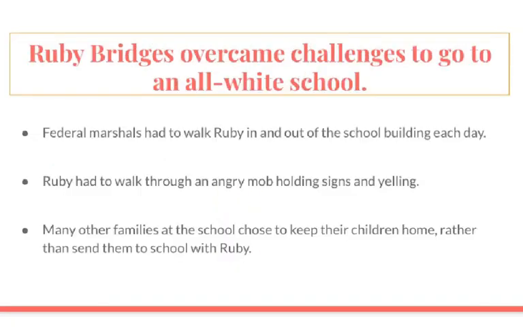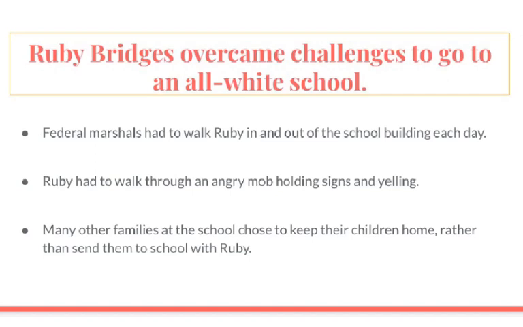So what I did was I made a boxes and bullets graphic organizer to capture the main idea and some supporting details from that text just to refresh our memories of this time period. So my main idea was that Ruby Bridges overcame challenges to go to an all-white school. Again, this was back in 1957 in New Orleans, Louisiana, and this had not happened before.